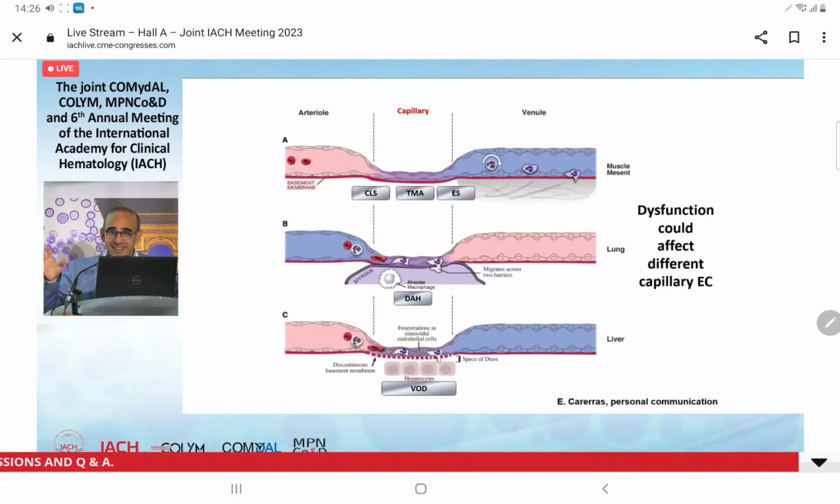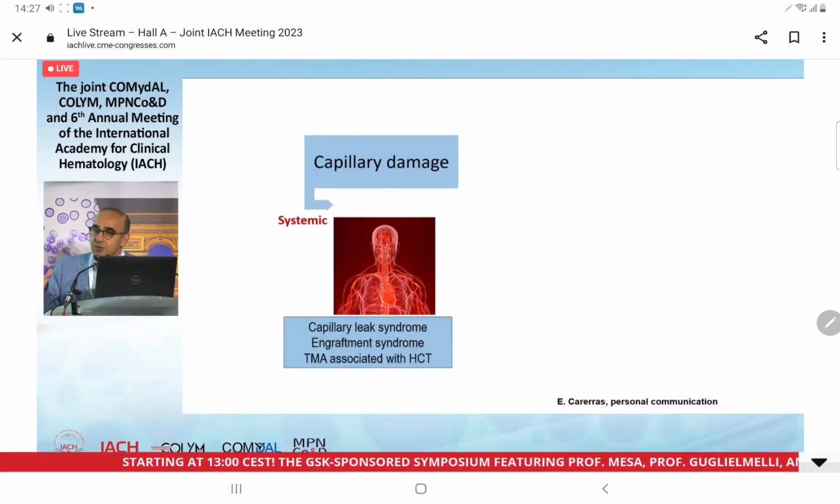However, you need also to be aware that not all endothelium or endothelial cells are created equal. We have endothelial cells everywhere, but they are different when it comes to the liver, to the lung, or elsewhere. And actually, depending on the type of the endothelial cell that will be insulted or injured, you will see different complications. If we are talking about a systemic capillary damage, so no specific organ being involved, one complication is the capillary leak syndrome.